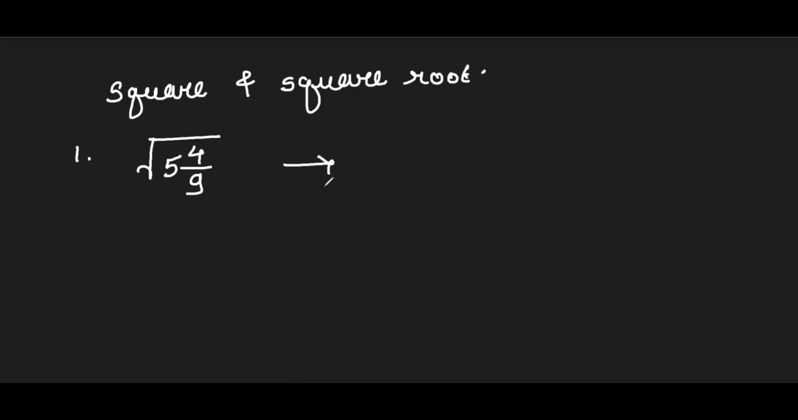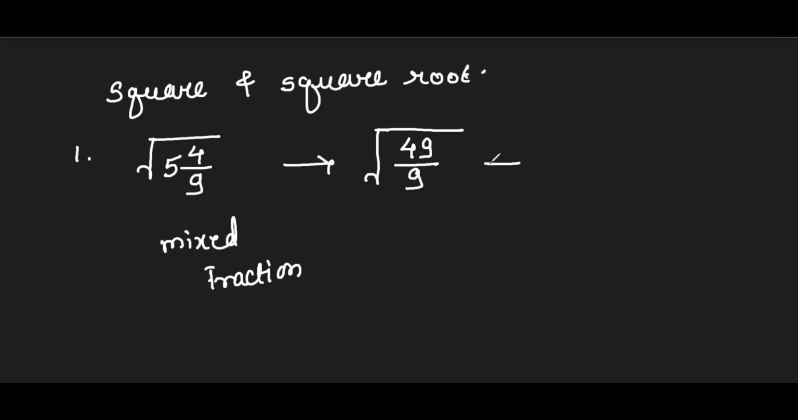Now to solve this type of question, what we have to do is, this is a mixed fraction. So the mixed fraction can be converted into the simpler form. Let's do that first. That is 5 times 9, 45, plus 4, there are 49 over 9. So 49 and 9 are perfect squares, so we can take the square root of each. The square root of 49 will be 7 and the square root of 9 will be 3. So we have an answer that is 7 over 3.